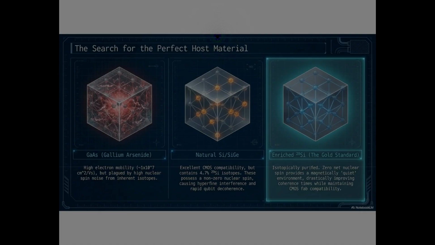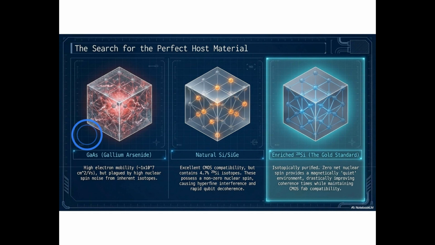Before we can build a spin qubit, we need to choose the right host material, and that choice turns out to be one of the most consequential decisions in the entire engineering stack. On the left is gallium arsenide. It has excellent electron mobility, but look at that chaotic red crystal structure. Every single atom in the lattice carries a nuclear spin, creating a constant magnetic noise bath that rapidly destroys qubit coherence. It is disqualified. In the center is natural silicon.